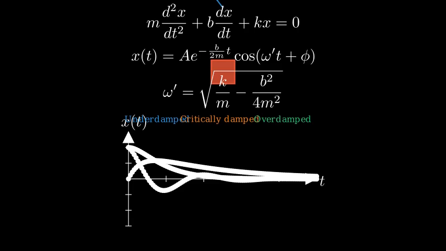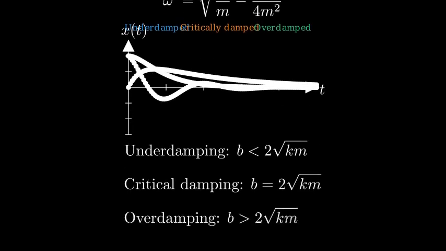Let's summarize the mathematical conditions for the three types of damping. 1. Underdamping: b less than 2 times the square root of k times m. 2. Critical damping: b equals 2 times the square root of k times m. 3. Overdamping: b greater than 2 times the square root of k times m. These conditions determine whether the system oscillates while returning to equilibrium.